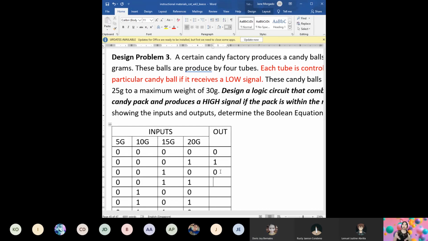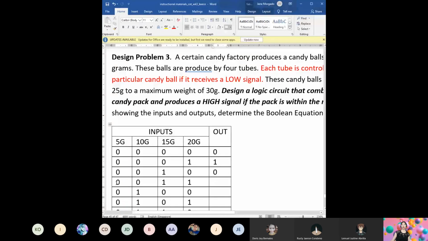So, the candy balls, the tube, will have an output if it receives a low signal. So, when do we have an output? When do the candy tubes produce an output? When the input signal is low. Is low 0 or 1? 0. So if you have an input of 0, that's when you'll have candy balls.